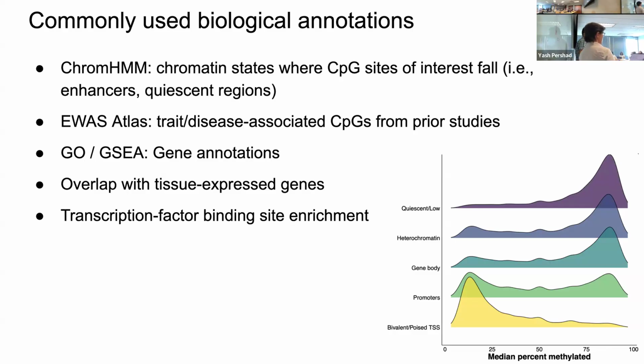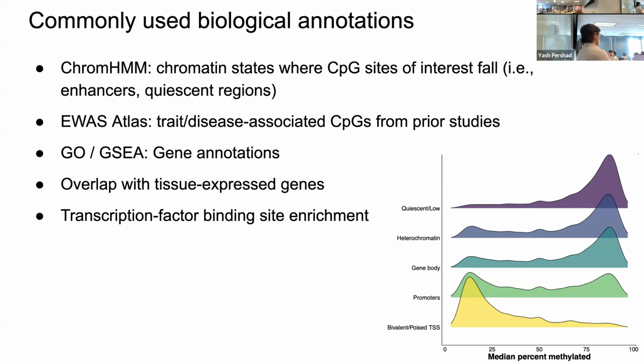The other thing is you could maybe ask if there's tissue specific overlap. So if you have CpG sites that you want to understand if they might be specific to X, Y, or Z cell type, you can port over annotations from other studies.